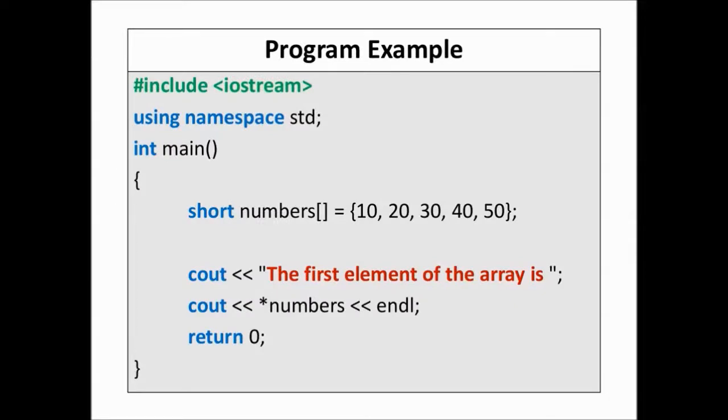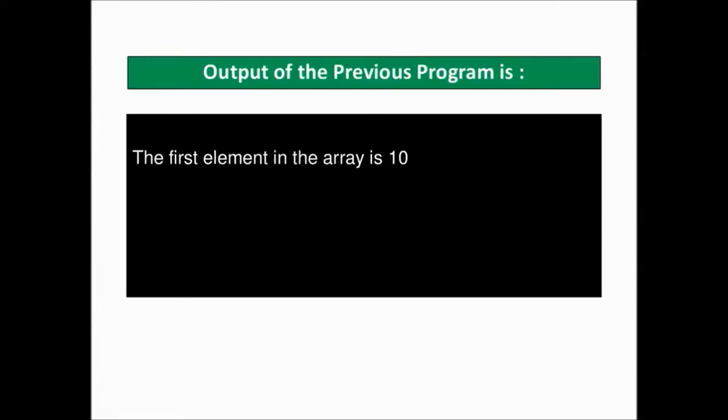Let's have an example. In the main program, we declare a numbers array and store numbers 10, 20, 30, 40, and 50 in it. Then we write the first element of the array is, and to access the first element we write cout *numbers and endl. We also use numbers[0] to get the first element of the array, and we also use *numbers to get the first element stored in this array. So the program prints: the first element in the array is 10.